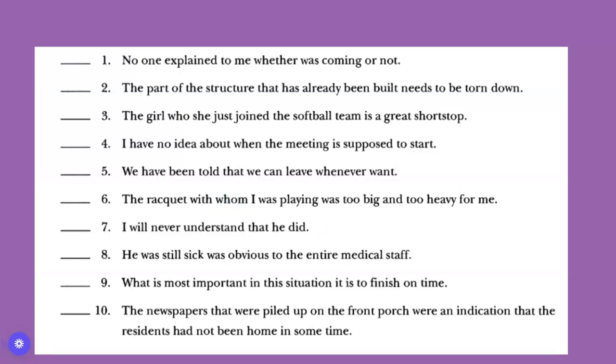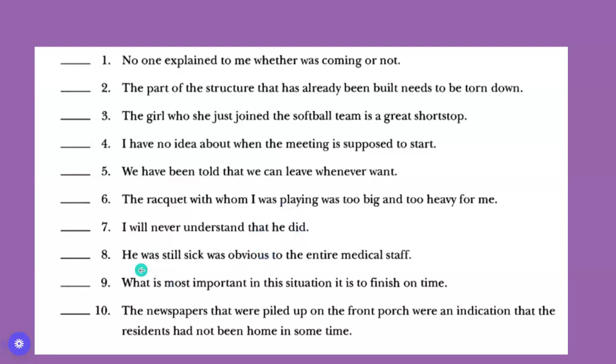What do you think? Complete, correct, incorrect? I think it's complete. Although this sentence is complete, like you said, the connector is wrong. I will never understand what he did. Yes, because we're talking about an action, what he did.